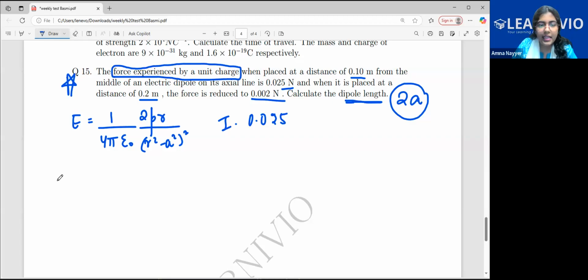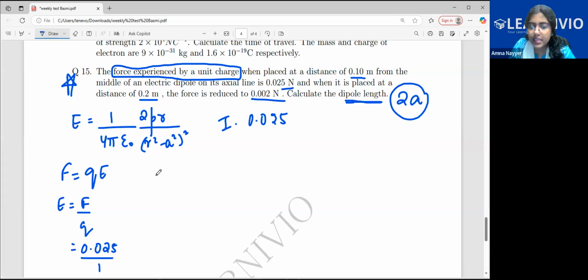It basically means that F is equal to Q into E, right? Electric field, you don't know. So electric field is force by Q. What is the force given? 0.025. What's the charge? Unit charge means 1. So that is the definition of electric field. I made you write it in the notes also. Force experienced by unit charge. So when you put the value, this is the electric field, Newton per coulomb.